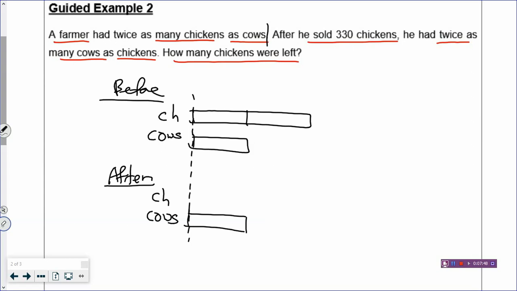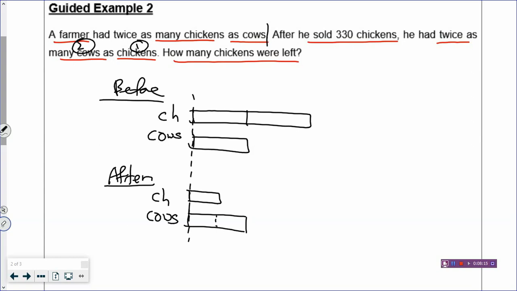So the cows, what happened? Now he had twice as many cows. So if you look at the after, then what happens? You have to cut it into twice, which is 2 boxes. Or let me just put down here, twice means 2 boxes for cows and 1 box for chickens. So how do you draw the chickens in the after? That will be 1 box, 1 tiny box. Okay? So now you can see the cows are twice as many as the chickens.